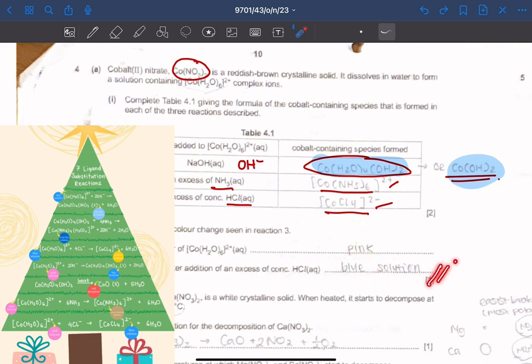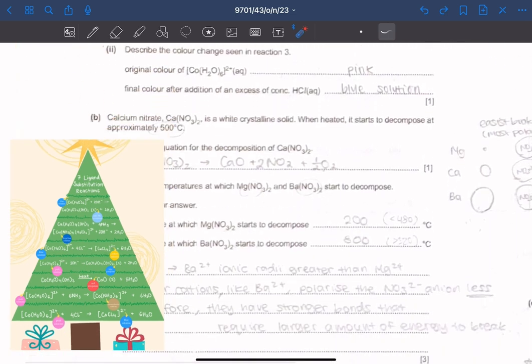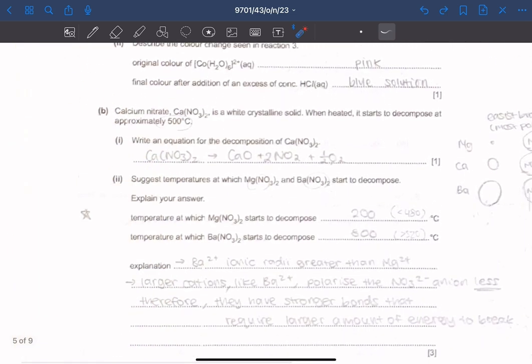This is memorization as written in the Christmas tree. Next, B. Calcium nitrate, Ca(NO3)2, is a white crystalline solid. When heated, it starts to decompose at approximately 500 degrees Celsius. Write an equation for the decomposition of Ca(NO3)2.